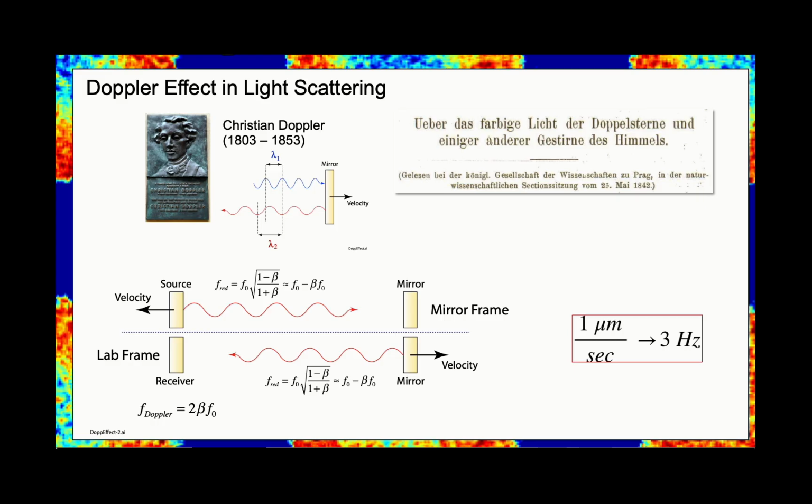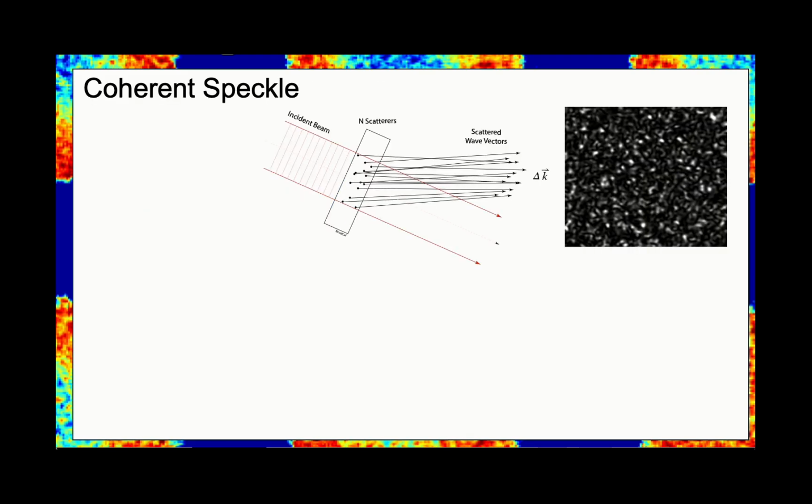I just want to put a scale on this. I mentioned that with intracellular motion we're looking between 10 microns per second down to 10 nanometers per second. A very convenient rule of thumb is that 1 micron per second in backscatter, in near infrared, is a Doppler beat frequency of 3 hertz. And that is quite easy to measure. You can measure that with cameras at very reasonable frame rates.